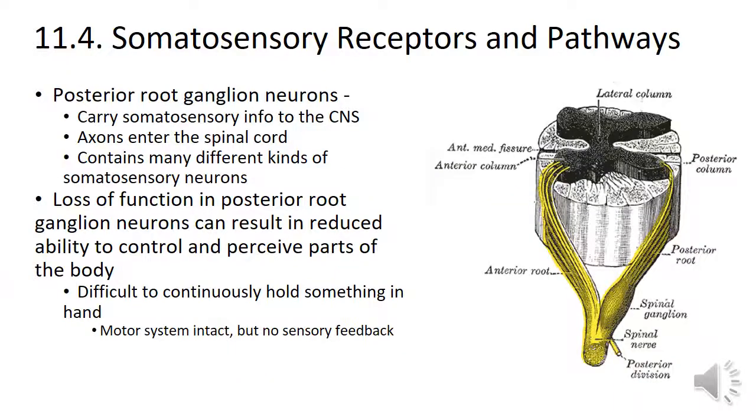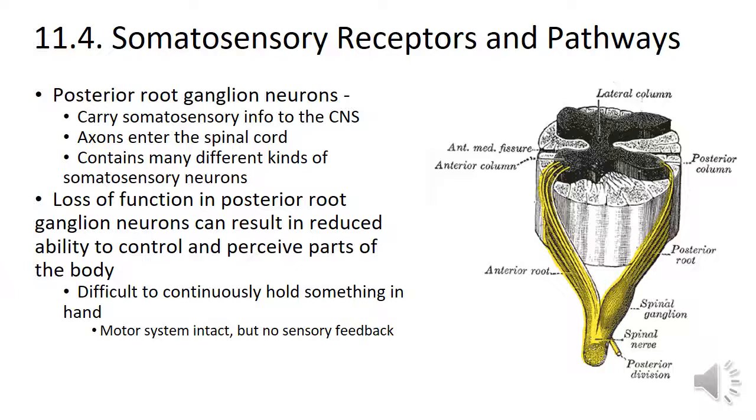Posterior root ganglion neurons carry somatosensory information to the central nervous system. The axons enter the spinal cord. The cell bodies are grouped all together in this little bulge you see in the yellow before the axons enter the spinal cord. And these ganglia are composed of many different types of somatosensory neurons, so it's not all just one kind.